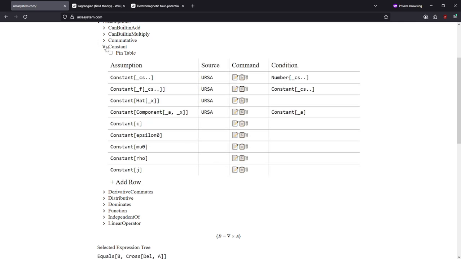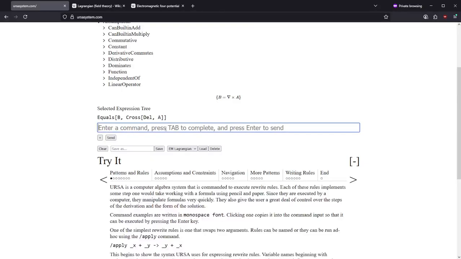Okay, so that's all the constants we need to define. We need to define two more things, and then we can put in the Lagrangian and go. So one of the remaining things is we need to define the Lagrange density parameters.